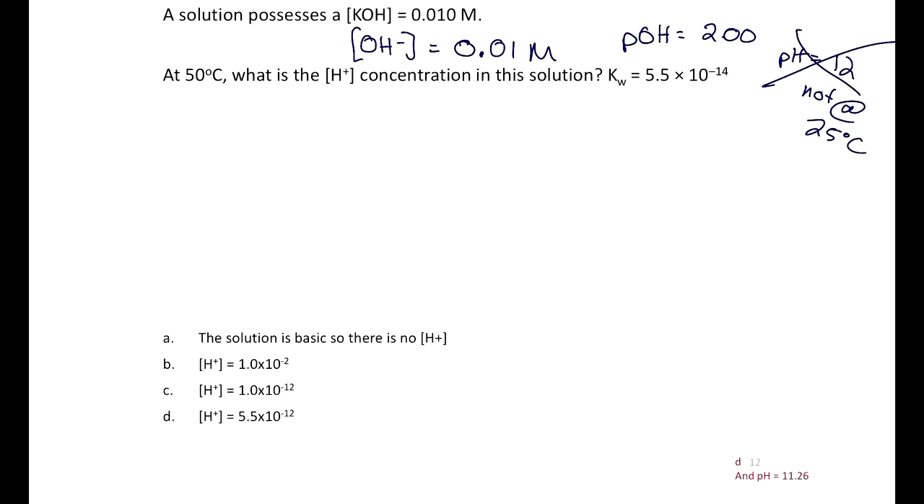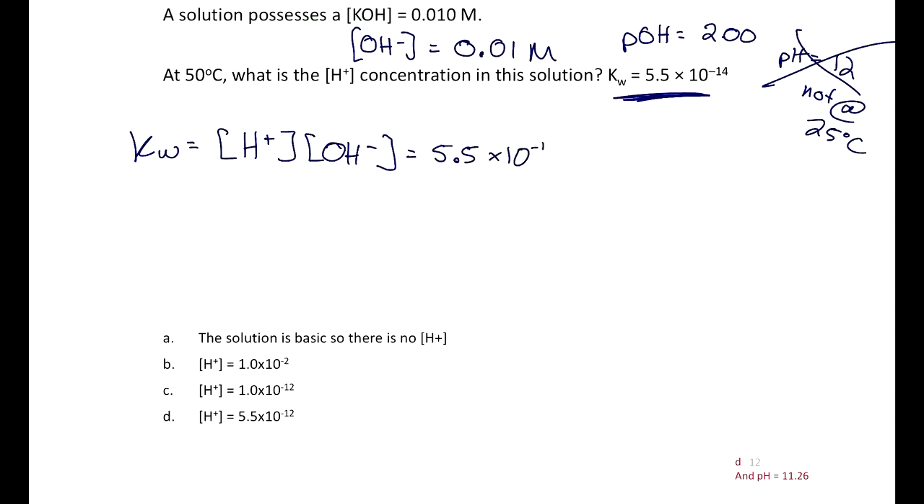So instead, what we're going to do is use that given KW value. So remember what KW is. It's the equilibrium constant for the self-ionization of water. So KW equals H+ concentration times hydroxide concentration at equilibrium. But in this case, instead of equaling 1 times 10 to the negative 14, it's equal to 5.5 times 10 to the negative 14. All right?